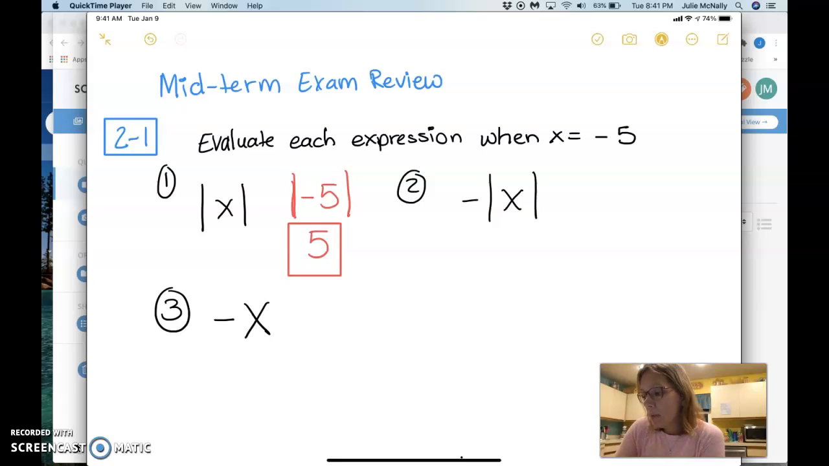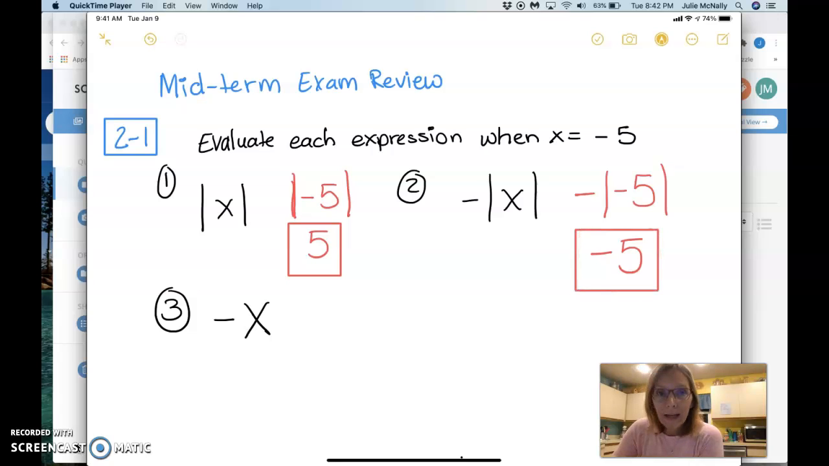For the next problem, I have a negative on the outside of the absolute value bar, so I have to keep that there. Then I'm going to put -5 inside for x. Now, again, the absolute value of -5 is +5, but because there's a negative on the outside, that has to stay. That does not come off with the absolute value bars. So the negative absolute value of -5 is -5.